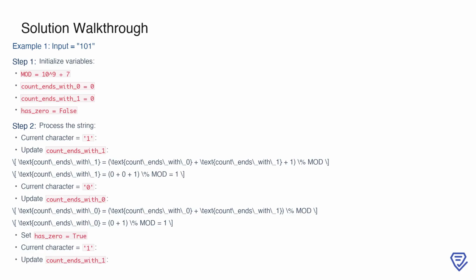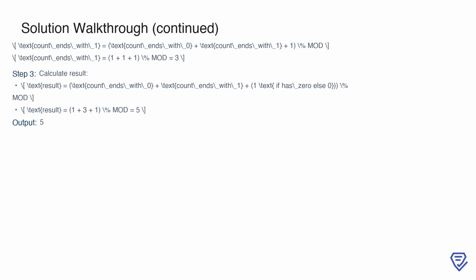Finally, processing the last character, another 1, we again update count_ends_with_1 based on the formula, which we'll calculate next. Here, for the last 1, count_ends_with_1 is updated using the formula, count_ends_with_0 plus count_ends_with_1 plus 1, all modulo mod. Substituting the current values, this becomes 1 plus 1 plus 1 modulo mod, which equals 3.